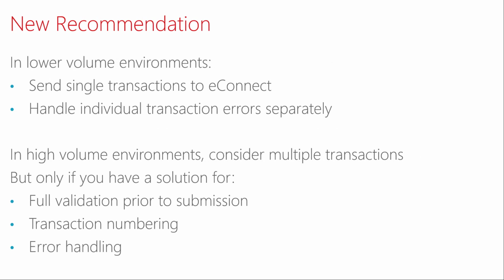So my new recommendation, I would say in lower volume environments, this isn't relevant. It doesn't really matter. You can still send single transactions to eConnect. The performance is good enough, and it has the convenience of being able to handle individual transaction errors separately. So if you're importing 500 transactions, you can deal with the 5 errors you may encounter. The other 495 transactions will be imported successfully, and you can deal with the 5 that had errors whenever convenient, and it doesn't hold anything up. I still think it's easier, it's more convenient, it's simpler to deal with overall.